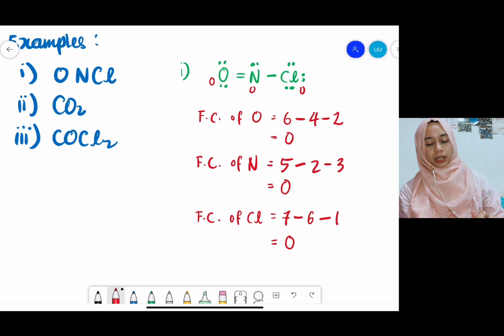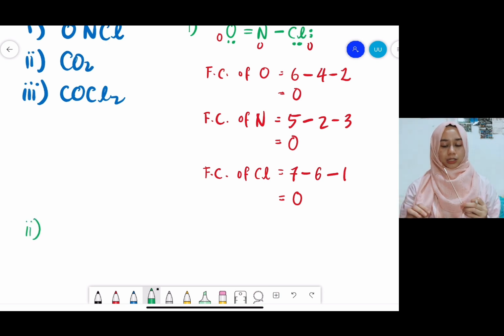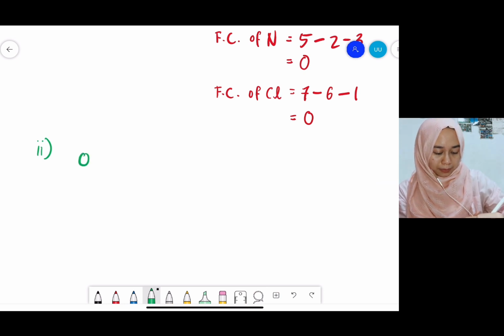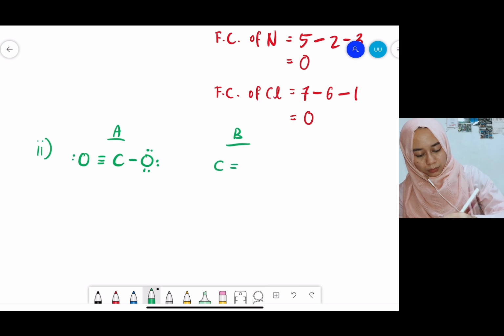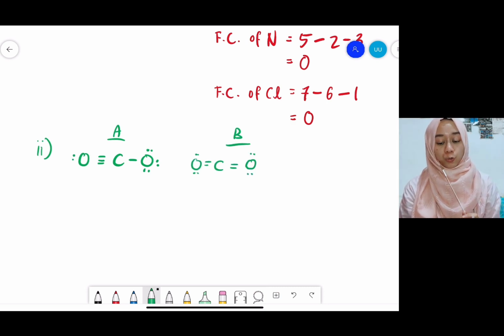carbon dioxide pula. Okay, carbon dioxide ni Miss bagi dua possibility lah. Untuk carbon dioxide ada dua possibility untuk dia punya Lewis structure. So one is macam ni. Okay, so ada dua Lewis structure untuk CO2 dekat sini. So satu A, satu B. So now kita nak try determine which one is the most plausible Lewis structure. Okay, so kita try untuk buat untuk A dahulu.